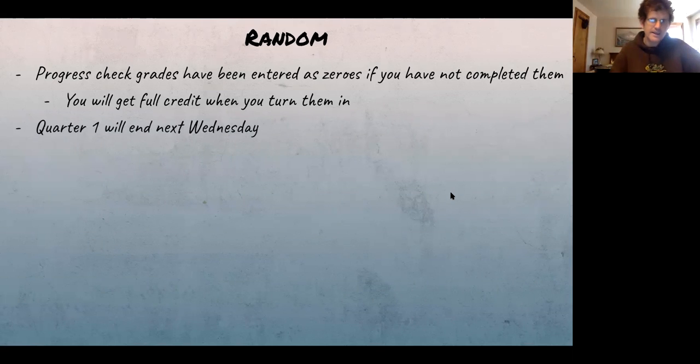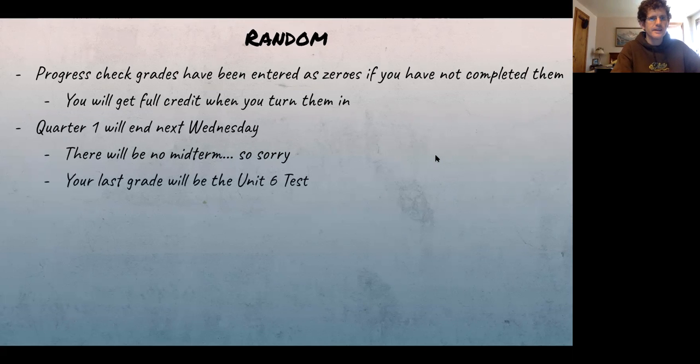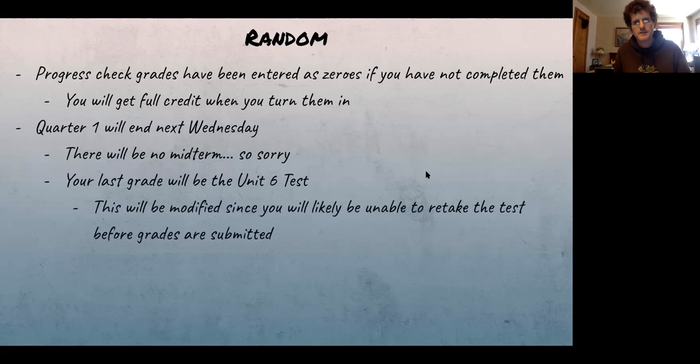Quarter 1 is going to end next Wednesday. You're probably aware of that. There's not going to be a midterm, and I'm sorry to disappoint you because we're just not going to have time. So the last grade that you're going to get is going to be your Unit 6 test on Monday. And this will be modified a little bit because you're just not going to have the time to do the test, me grade it, create a retake, you guys do the retake, and there's just not going to be the time for that. So I'm going to modify this Unit 6 test a little bit, and I will think about that tonight, and I will explain that more tomorrow.